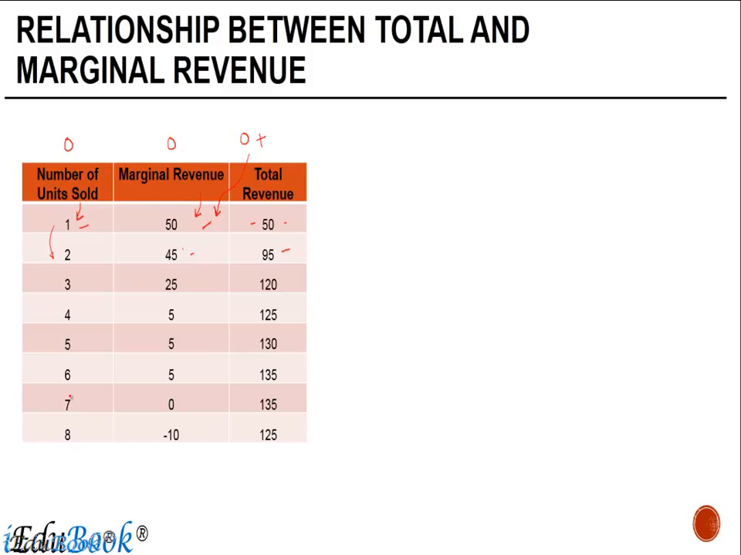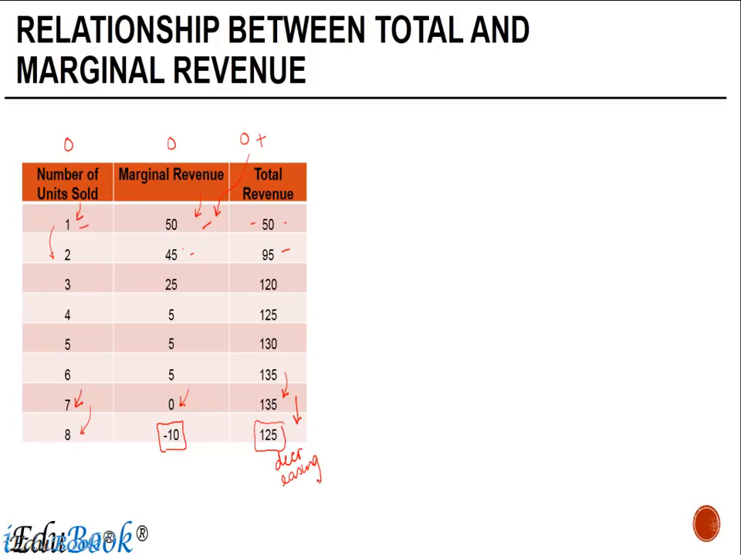At a point in time when I'm selling 7 units, the incremental revenue that I'm getting is 0. Therefore, if you see, there is no change in the total revenue as the marginal revenue becomes 0. When I sell the 8th unit, my marginal revenue actually becomes negative. In such a case, the total revenue will start decreasing.